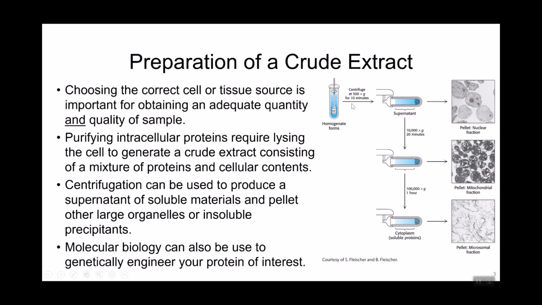By spinning down your sample at very high speeds using a centrifuge, you can precipitate out larger organelles or molecules that might not be soluble under different conditions. But just remember that some proteins may not necessarily be soluble and may be found in your pellet, but centrifugation is one way you can start to purify your protein. Now, if you can't find a good source or have trouble purifying the endogenous source of protein, molecular biology is typically used in the lab in order to genetically engineer your protein of interest. And we'll see some examples of a tag that you could use to help with this process.